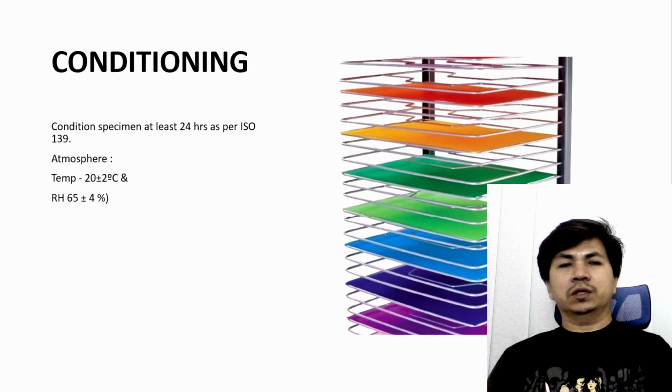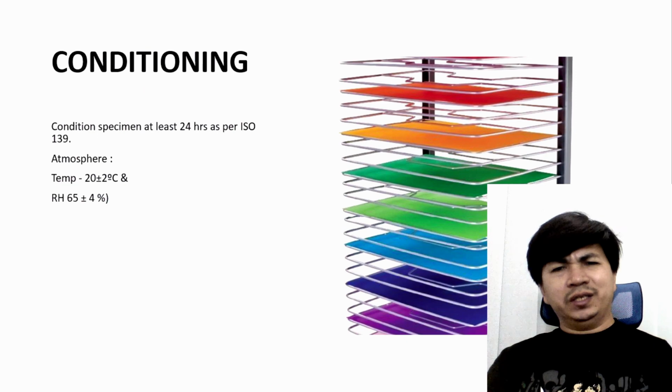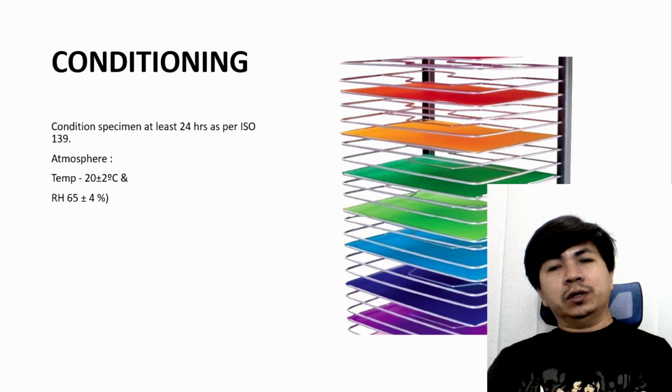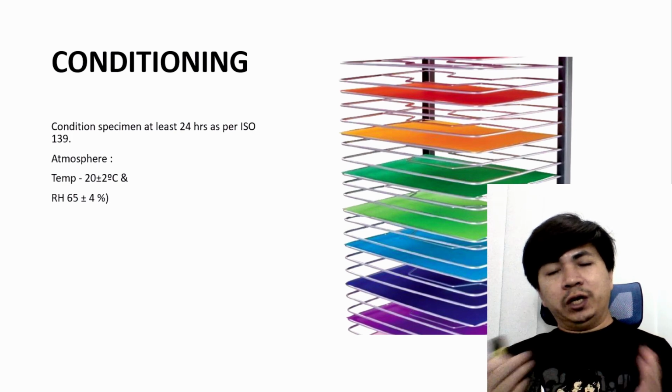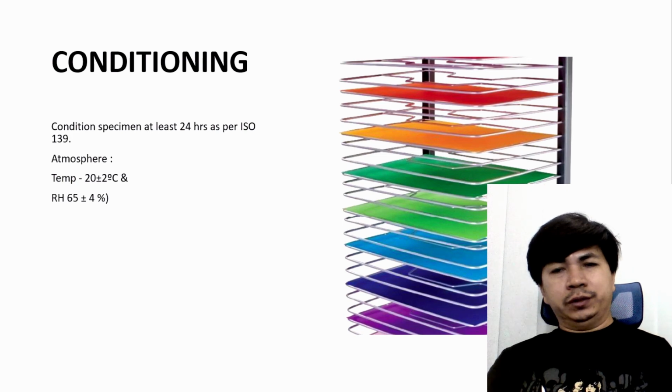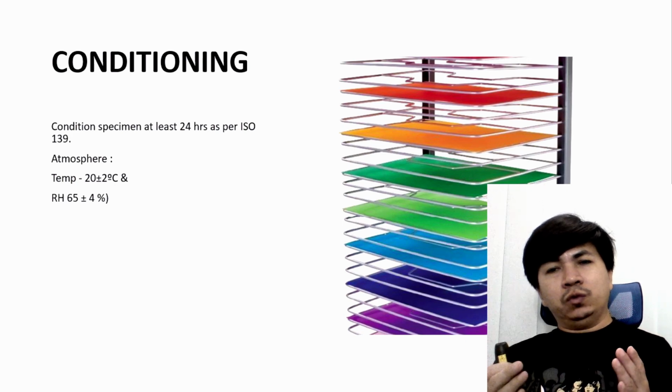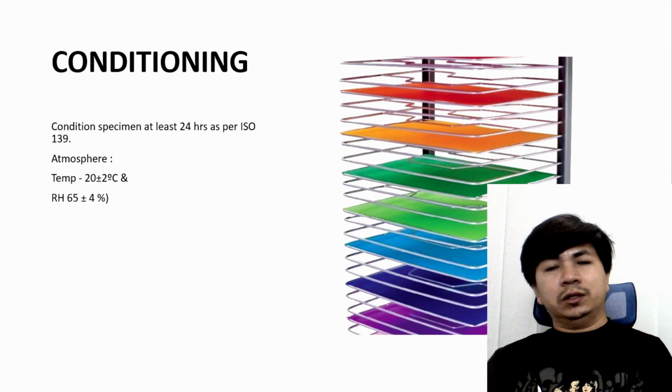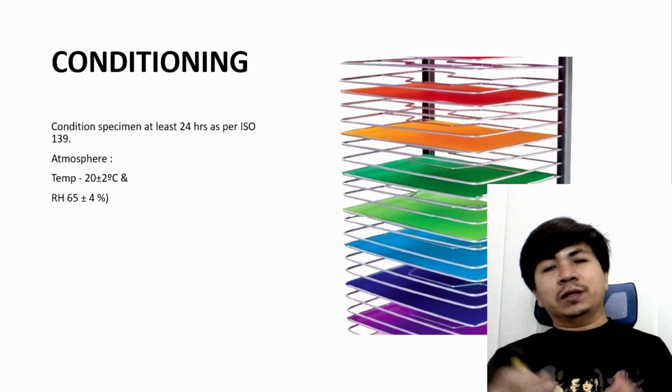So the first process is conditioning. Conditioning is a mandatory requirement for some physical tests. This test also requires conditioning. The specimen should be conditioned for 24 hours as per ISO 139. ISO 139 is the conditioning standard. If you want to know more about it, you can find a video on our channel. The conditioning atmosphere is 20 plus or minus 2 degrees centigrade temperature and 65 plus or minus 4% relative humidity.